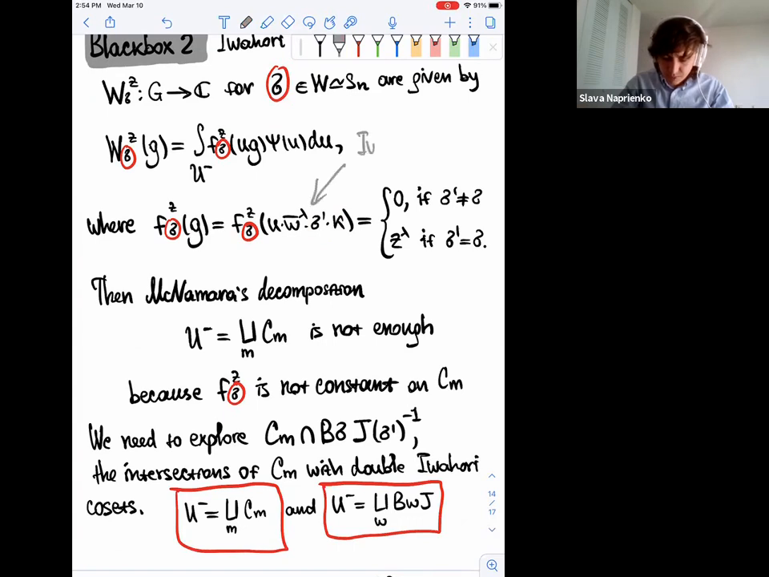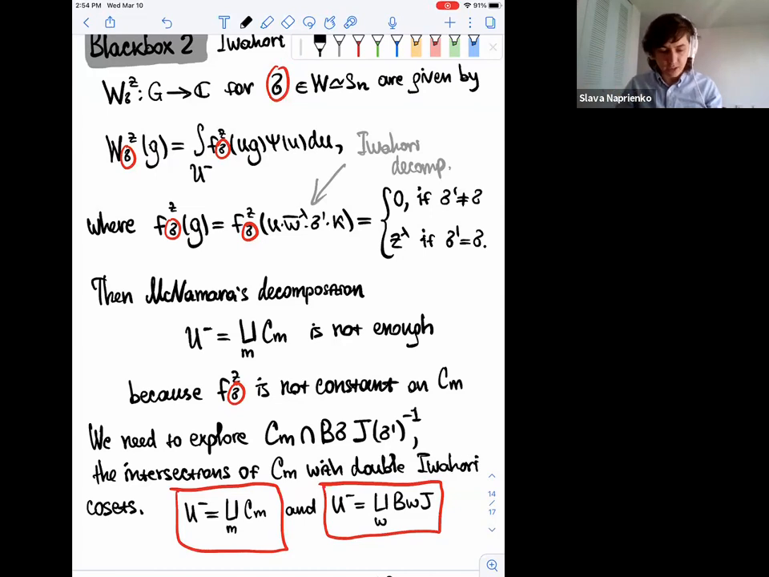This is the Iwahori decomposition. Then I need to analyze the intersections of McNamara cells with the double Iwahori cosets. So this is a new geometric structure, which is a refinement of the previous one, the one that Peter introduced. So they are subsets of the cells that we discussed before.